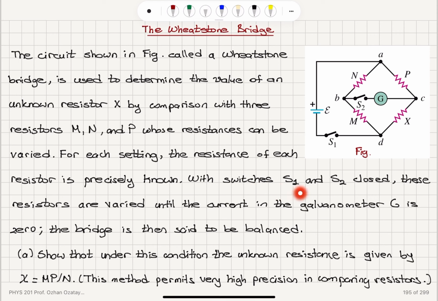With switches S1 and S2 closed, these resistors are varied until the current in the galvanometer G is zero. The bridge is then said to be balanced. Part A showed that under this condition the unknown resistance is given by X equals MP over N. This method permits very high precision in comparing resistors.